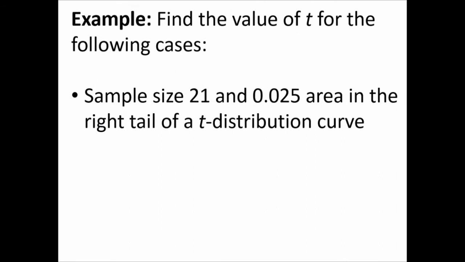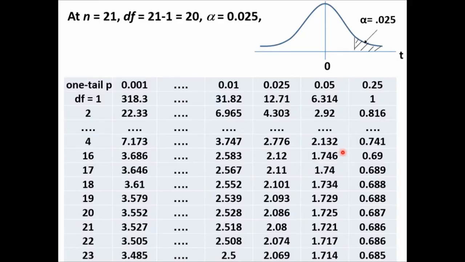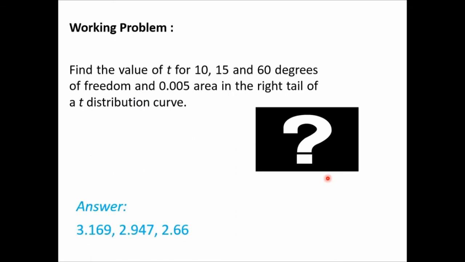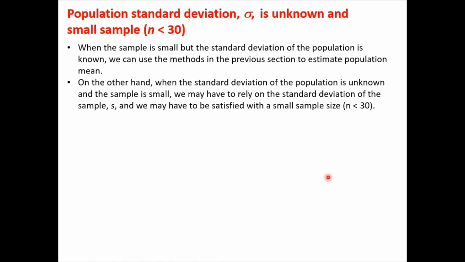Another example, sample size 21, area is 0.025, and we repeat the analysis. Here it is at sample size 21, the degree of freedom is 21 minus 1, and the area is 0.025, and the value of t will be 2.086. And notice, if this is 0.025, then this entire area here will be 1 minus 0.025 or 97.5% of the area. This is how we obtain the values of t.